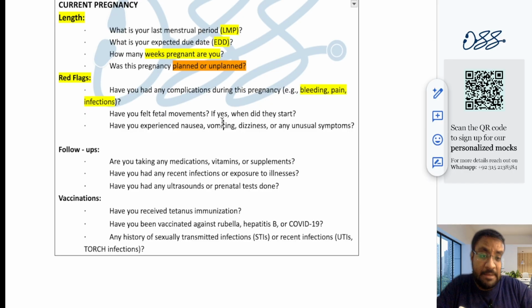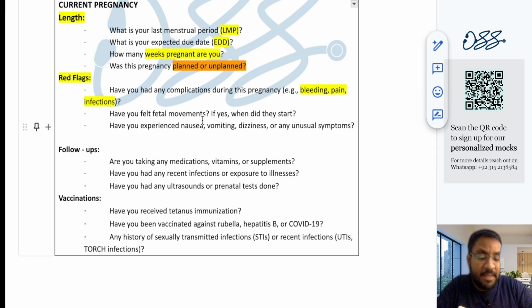Somebody might be bleeding, it can be antenatal hemorrhage. Somebody can be having vaginal discharge and signs of infection, so it can be antenatal infections. That can affect the outcome of the pregnancy. So you just have to inquire about the complications that may occur during the pregnancy.